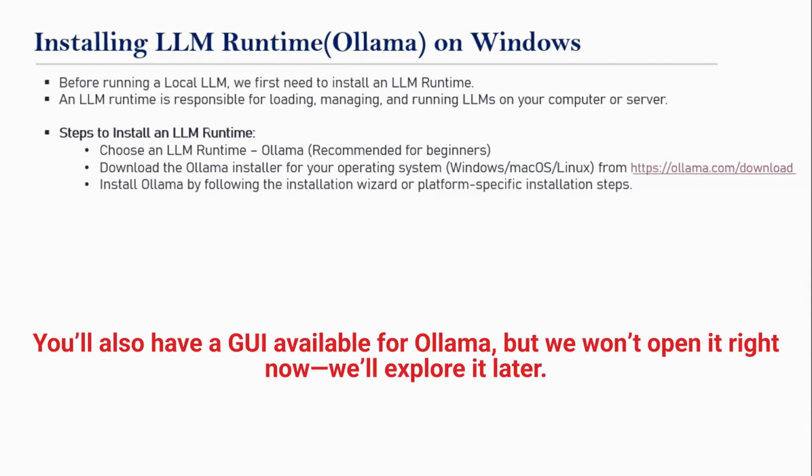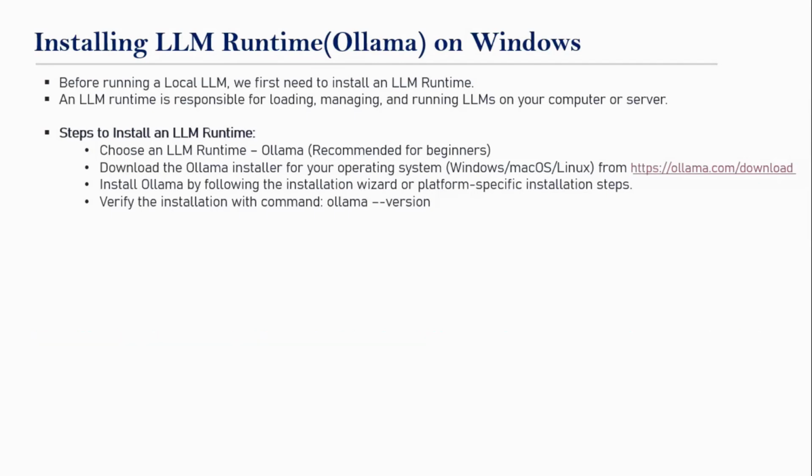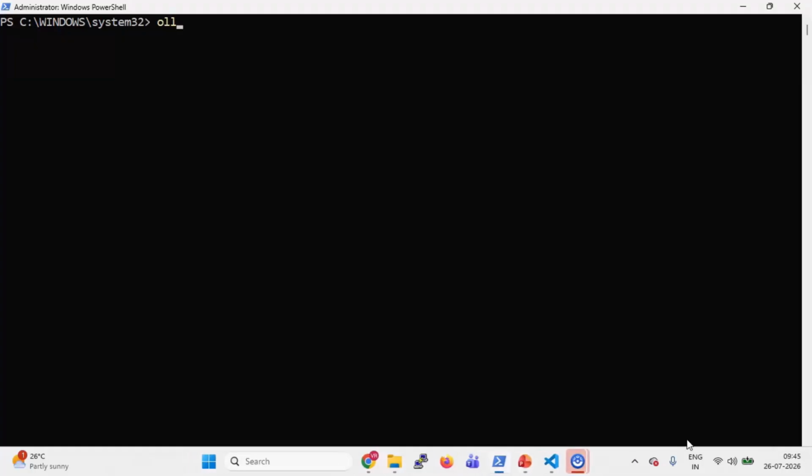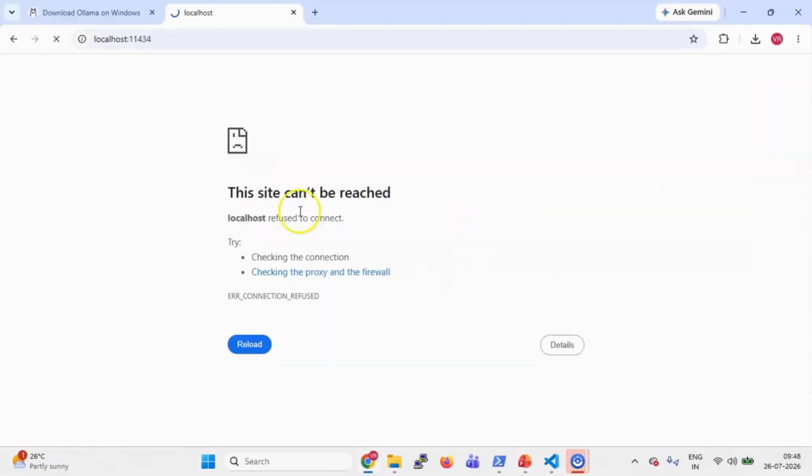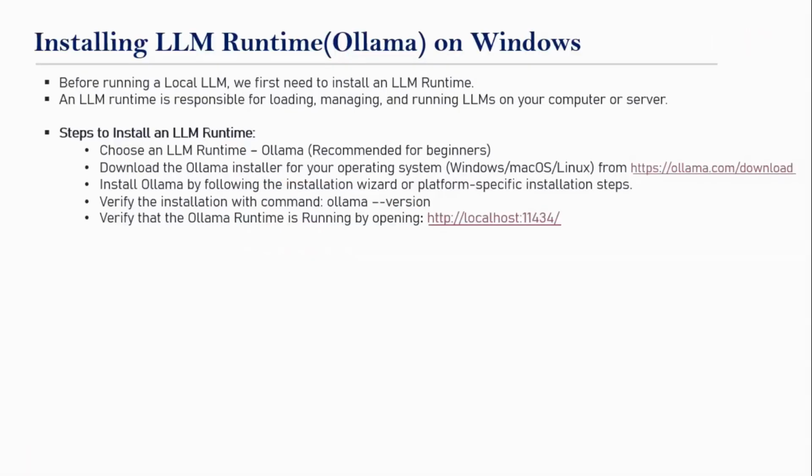Now after installing Ollama, you immediately verify the installation with the command ollama --version. So let me run this ollama --version. That's it. Then the next step is to verify that the Ollama runtime is running by opening this URL. Suppose I click on this, see, this site cannot be reached. That means Ollama is not up and running. If it is not up and running, then simply from the command line give the command ollama serve. Let me do that.